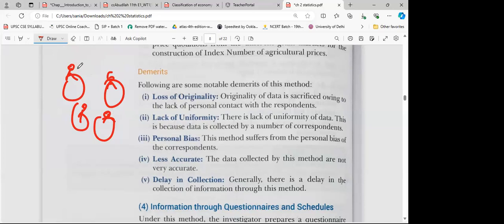And delay in collection. For example, you hired this person and this person is giving you excuses. I am sick today. I am on leave today. I have to travel today. There's a marriage at my place. There can be so many things, and he can delay the data. So delay in collection can take place in this method as well. Clear? Yes, ma'am.